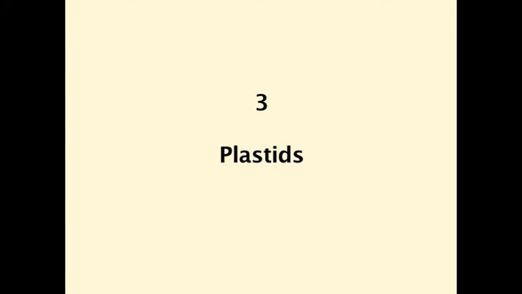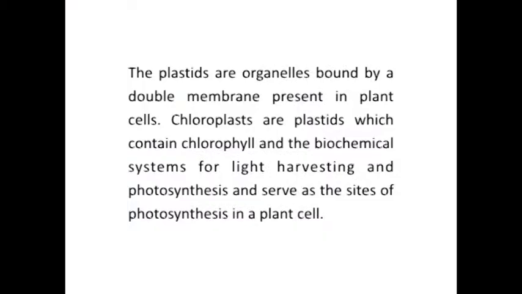The third feature is the presence of plastids. The plastids are organelles bound by a double membrane present in plant cells. Chloroplasts are plastids which contain chlorophyll and the biochemical systems for light harvesting and photosynthesis and serve as the sites of photosynthesis in a plant cell.